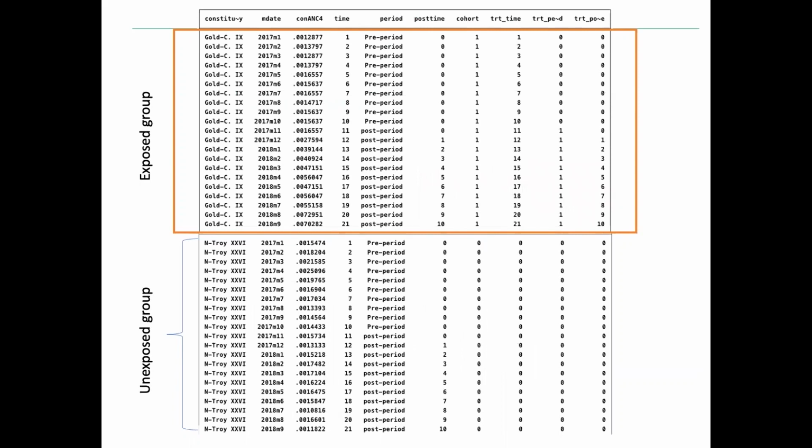So after creating all the variables, this was our data set. Only the first 21 months are listed for both Gold Coast number 9 and North Shore number 26. So we added 7 variables to the 6 we started with, and so now we have 16 variables. Going forward, I want you to keep in mind that November 2017 is the 11th observation or data point in our time variable.